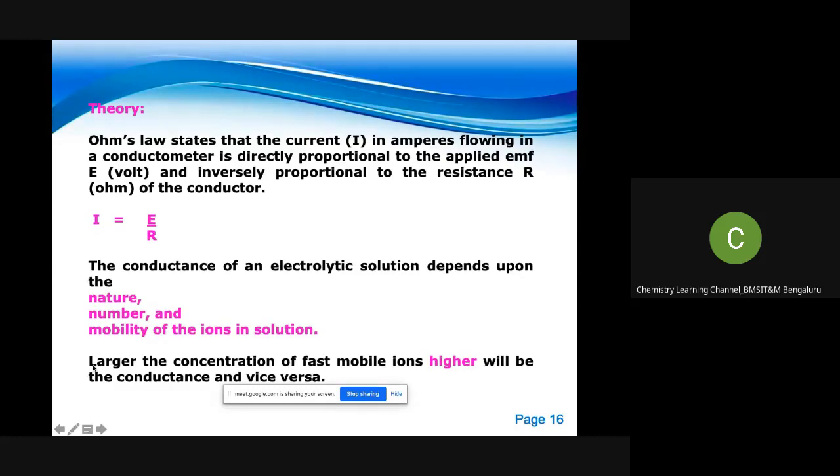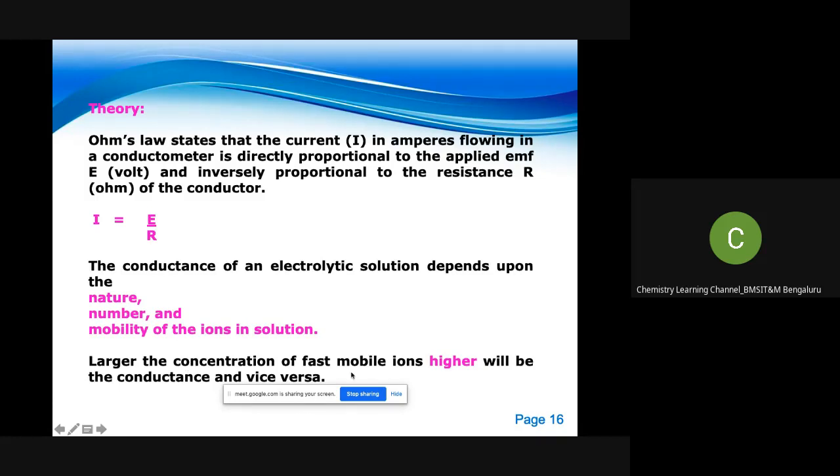If we have a higher concentration solution, then definitely the number of ions present is larger, and if they are moving very fast, then the conductance will also be high. If the concentration of the solution increases, the number of ions increases, and if their mobility is also high, or if they are fast mobile, then the conductance will also be higher. So it is directly proportional.